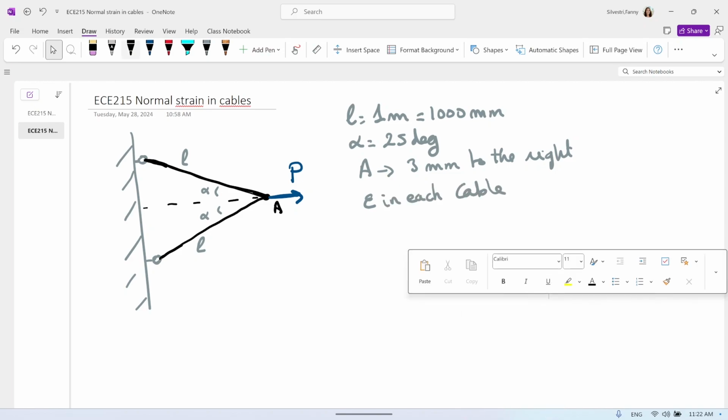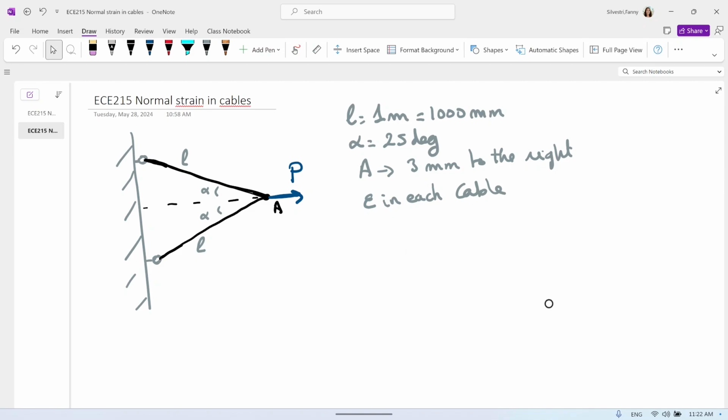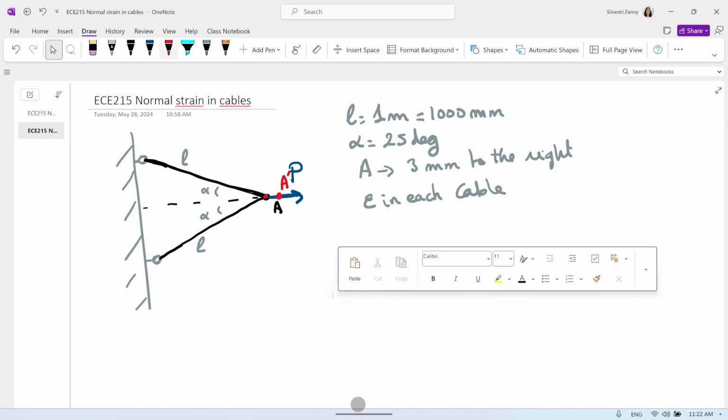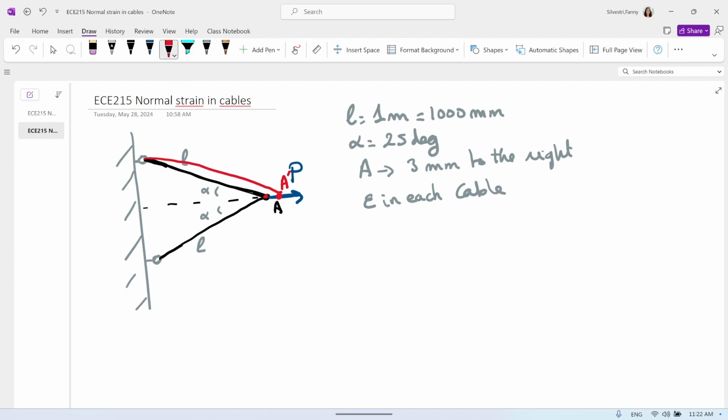So what will happen, and I will make it bigger so we can really see it, is your point A will move there, A prime, and your cable will have a distance L prime, and we need to find that distance. So how do we do that? We will use that triangle.